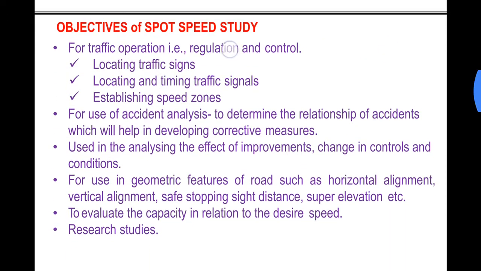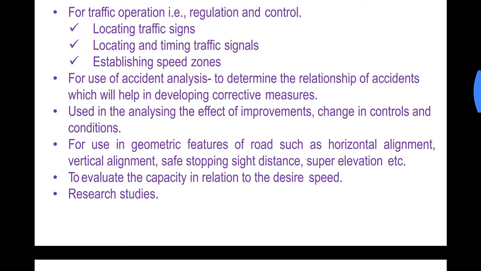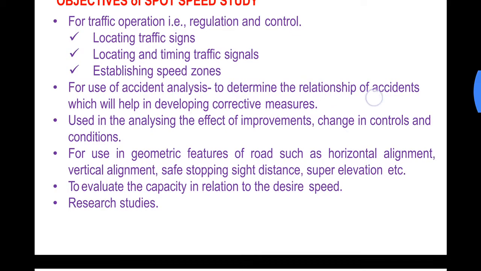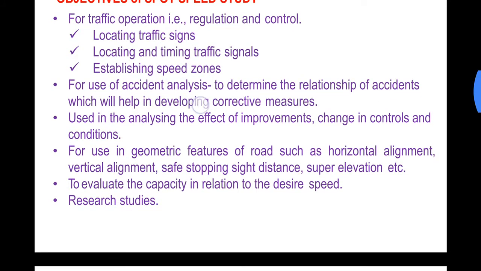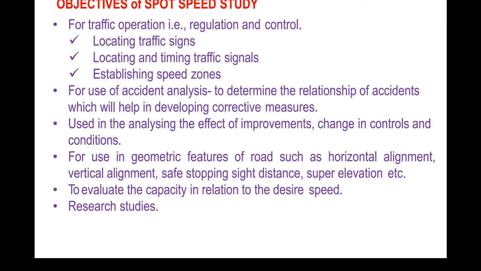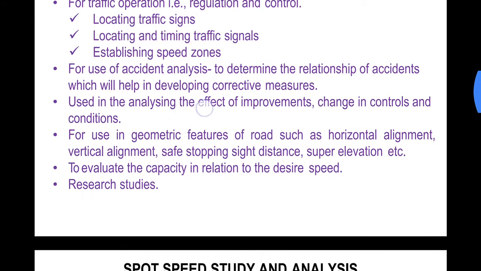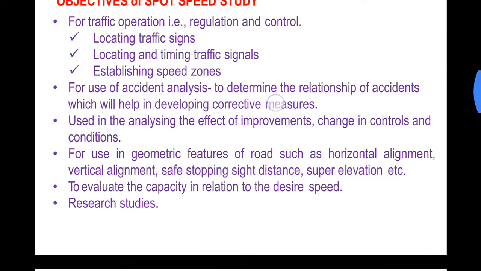For traffic operation, okay, this is the same. For use of accident analysis, to determine the relationship of accidents, which will help in developing corrective measures. Okay, so for accident analysis, we try to understand or try to find out what was the current speed of that vehicle. Okay, so that we can regulate or lessen the amount of accidents at that area by providing speed regulations at that area. Okay, so these speed regulations would be corrective measures.